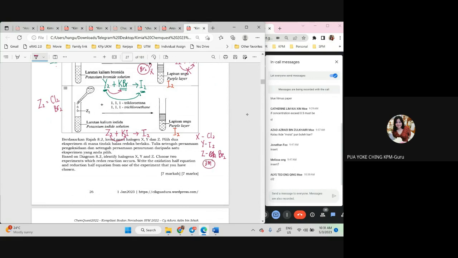Satu-satu markah. And then, pilih 2 eksperimen yang redox berlaku. So, you just write set 1 dan set 3. You get 4 mark. 4 ke asing-asing? Jangan, saya pun dah lupa. Sebab markah macam tak jadi. 3.